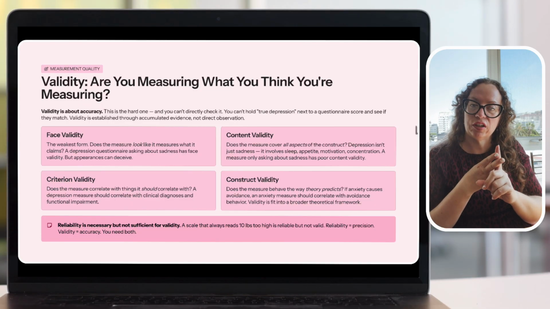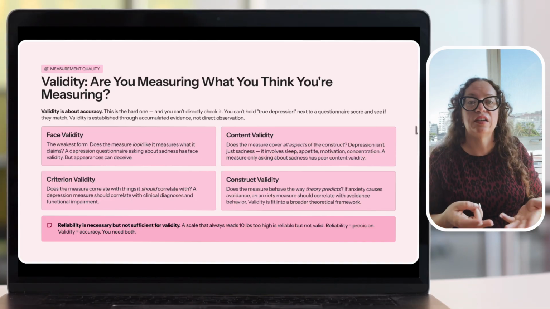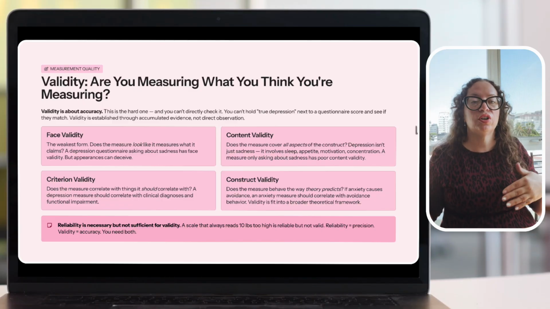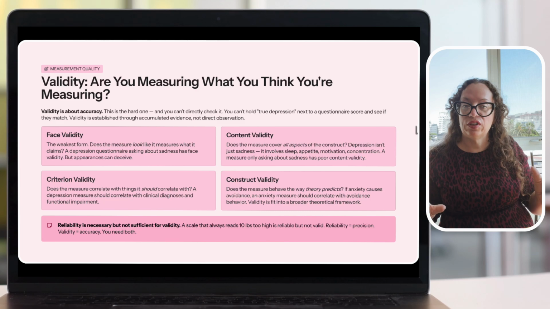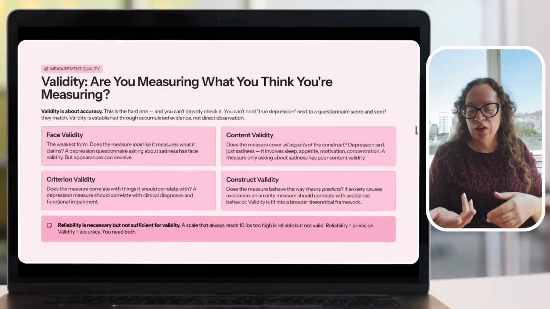Then we have content validity. Does the measure cover all aspects of the construct? Depression isn't just sadness. It involves sleep problems, appetite changes, loss of motivation, difficulty concentrating, and more. A depression measure with good content validity would address all of these aspects. If it only asks about sadness, it's missing important content.